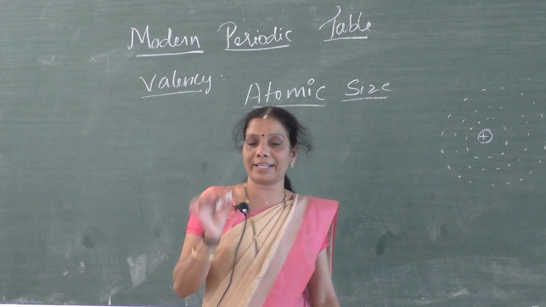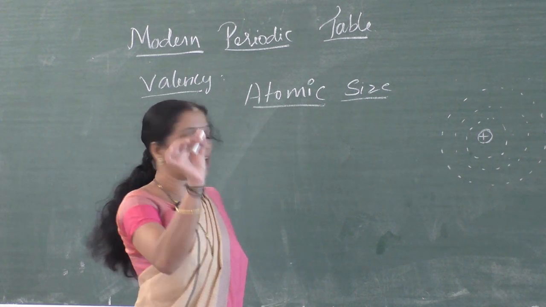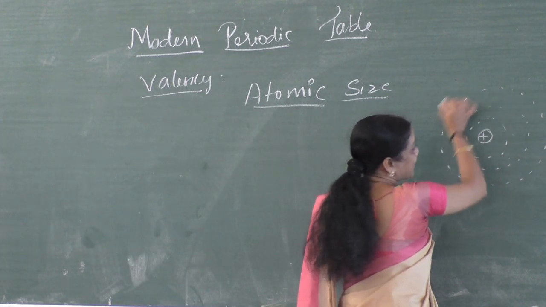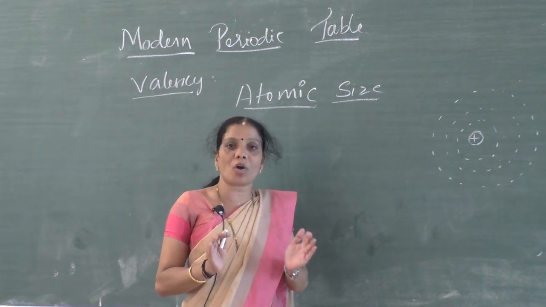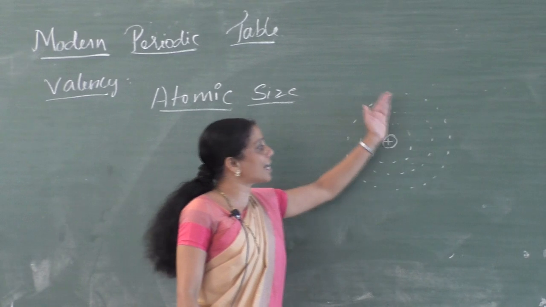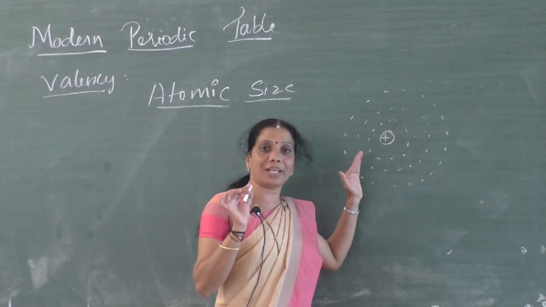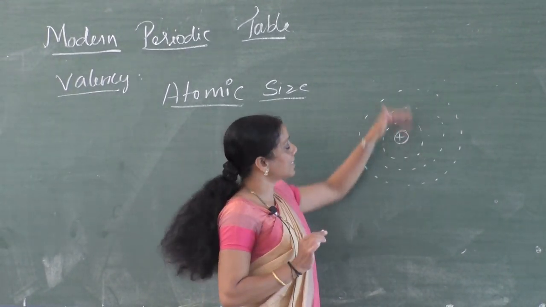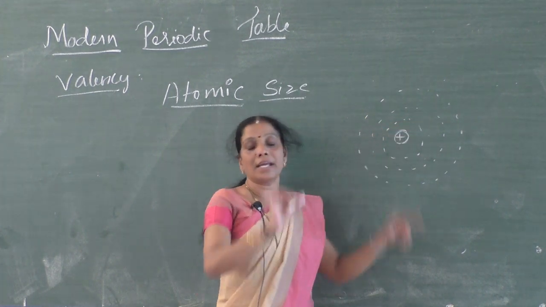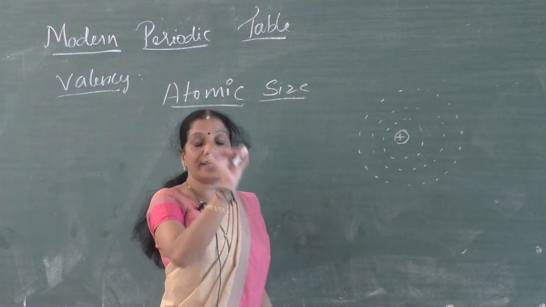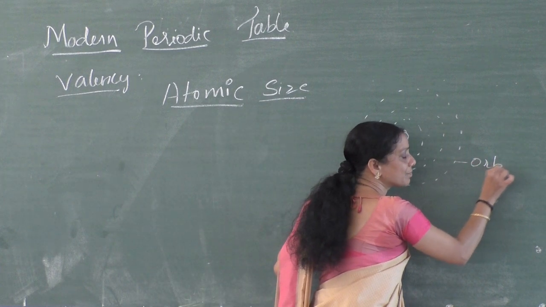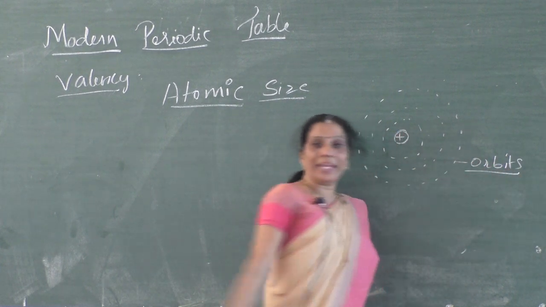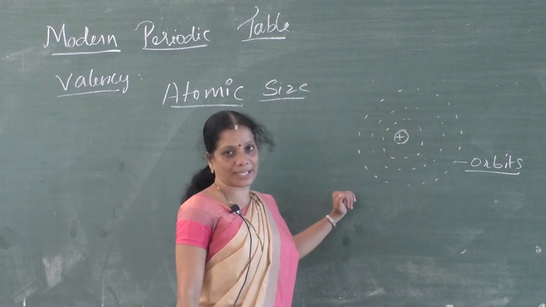circular path called orbits, or shells, or main energy levels, isn't it? That is, around the nucleus electrons revolve in a definite circular path called orbits, or the main energy levels, or the shells.